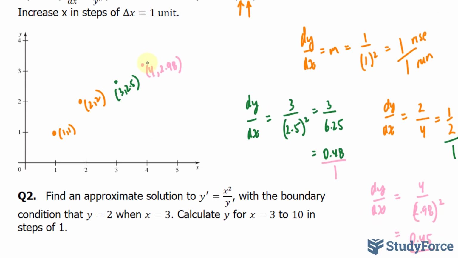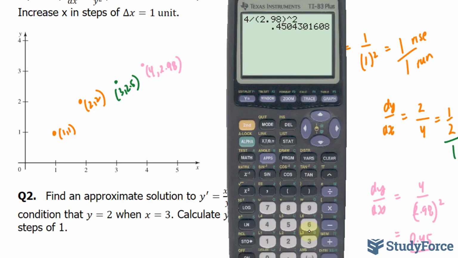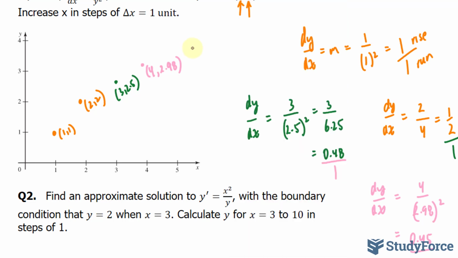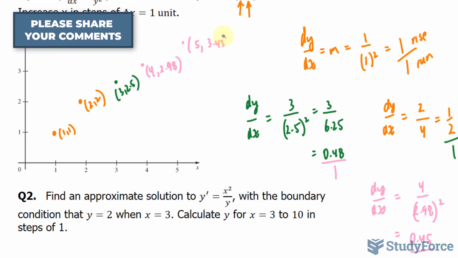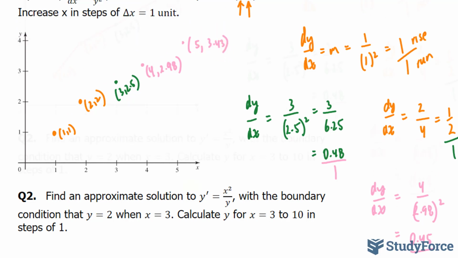So I'll go up 0.45. That makes it around, well, let's try to be accurate here. I'll add this number to 2.98. That gives me 3.43. So my next point, which is at 5, will have a height of 3.43 and an x coordinate of 5. Our last step is to connect these points.